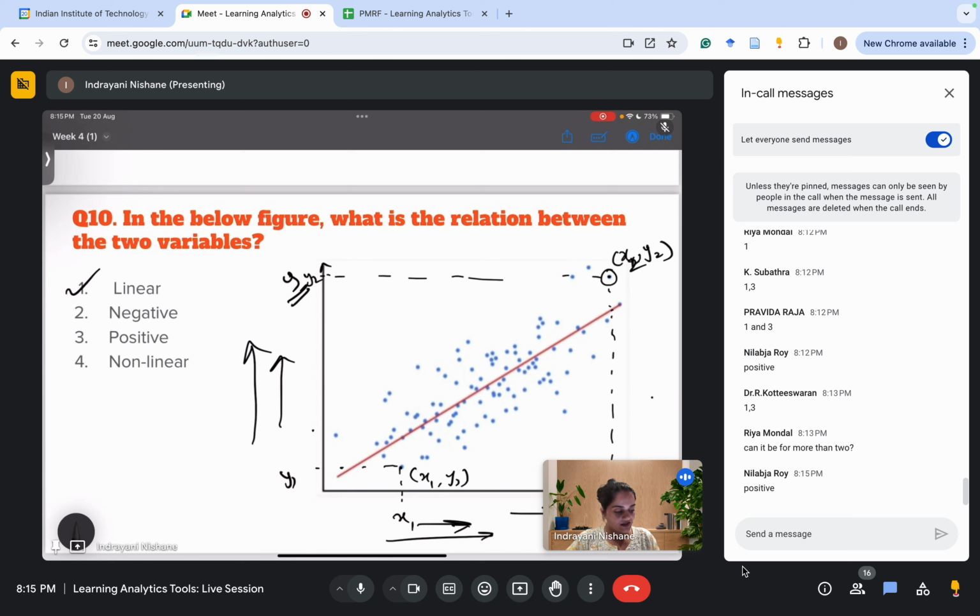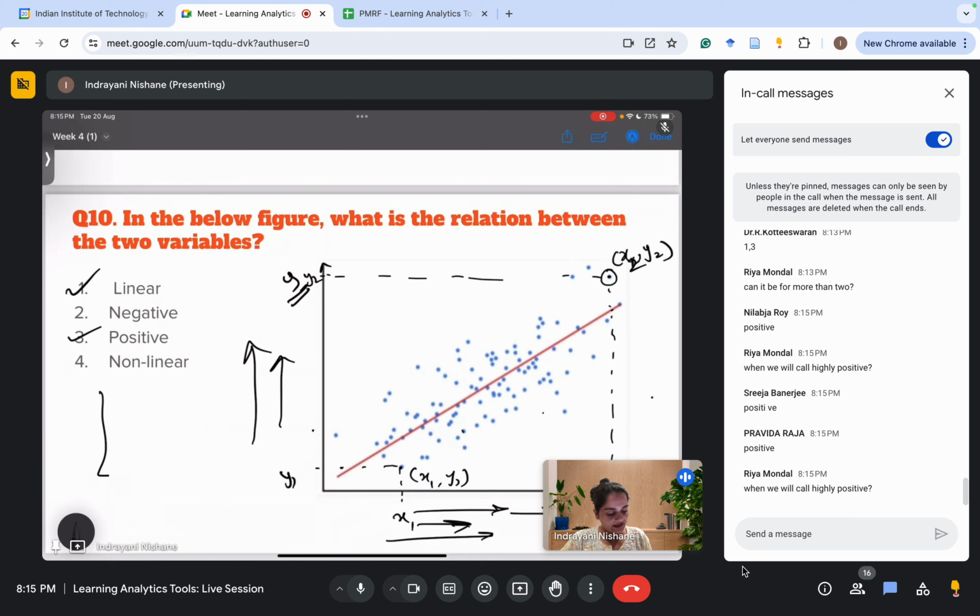Yes, very nice. This is positive correlation, because with increase in x value, the y value is also increasing. The straight line is going up, it is not coming down. So there's a positive correlation. Highly positive or highly negative will depend on how this best fit line is. So this is highly positive.